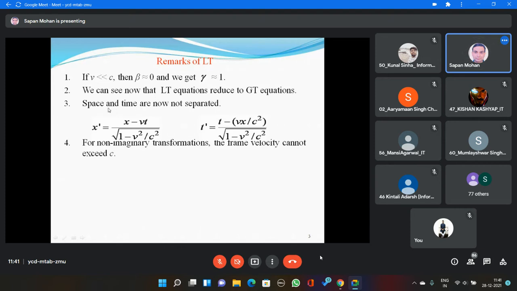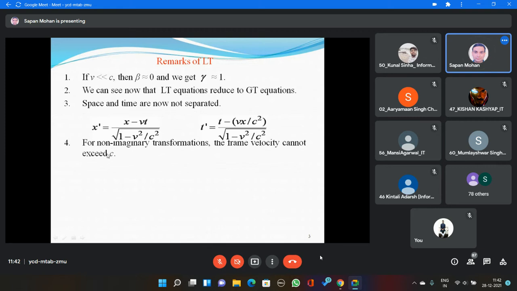And space and time are now not separated. Both are dependent on each other. X dash and T dash depend on x. So space and time are now not separate things. These are our Lorentz transformation. X dash is equal to x minus vt over root 1 minus v square by c square. T dash is equal to t minus vx over c square, over root 1 minus v square by c square. So for non-imaginary transformation, the frame velocity cannot exceed c.